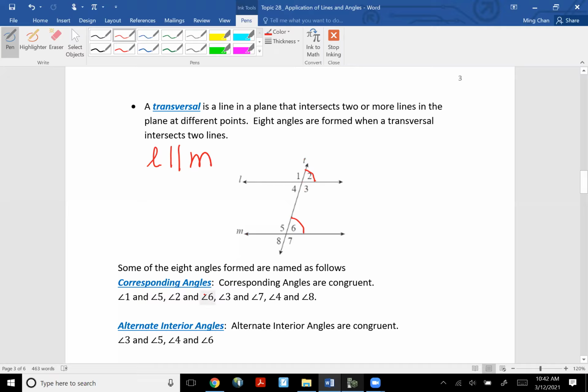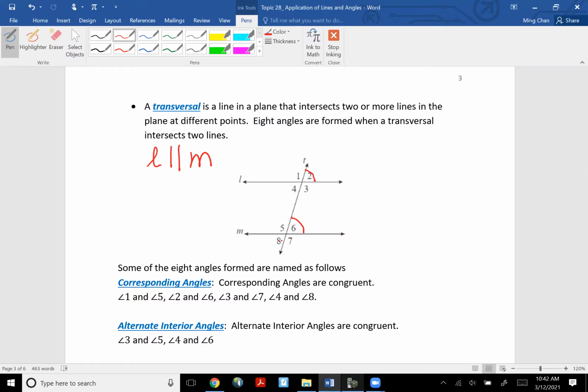So now do you see angle 3 right here? Angle 3 is below and to the right, right? To the right of the transversal, below L. So another similar position on the other parallel line M will be 7. So 3 and 7 are corresponding. 1 and 5 are corresponding. 4 and 8 are what? Corresponding. And all corresponding angles are congruent.